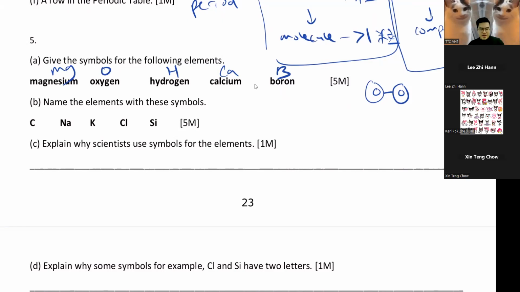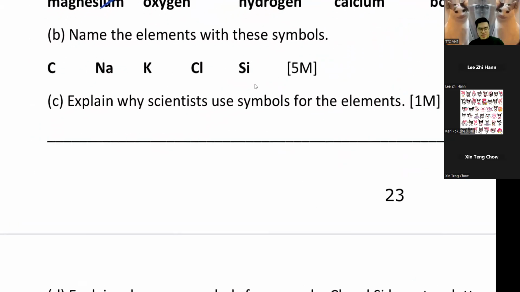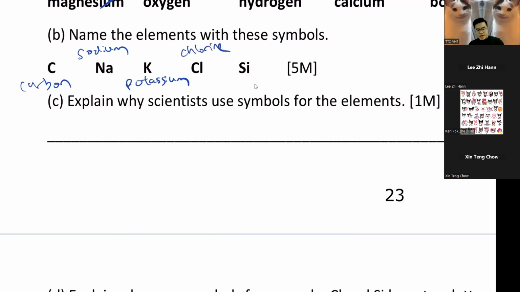And then if they give you the symbol, what are the elements? C is carbon. Na is sodium, natrium in Latin. K is potassium. Cl is chlorine. Si is silicon.